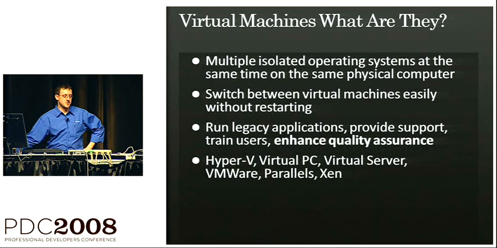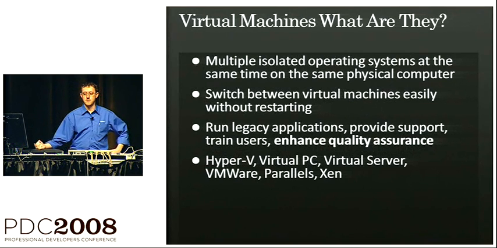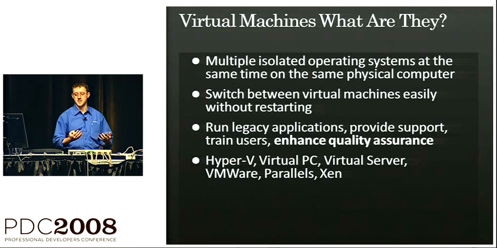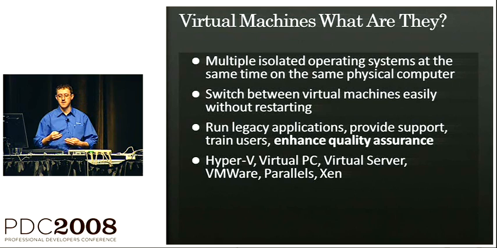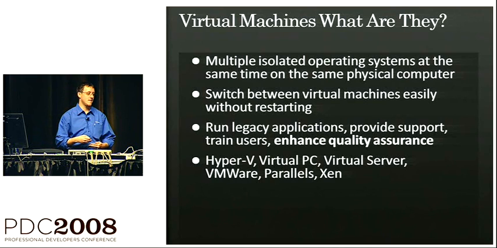So what are virtual machines for those of you who don't know? Virtual machines allow you to run multiple isolated operating systems on the same physical computer at the same time. So you can switch in between the different virtual machines. They can be running different operating systems. They can be running the same operating system. They're isolated from each other. They don't know that they're a virtual machine. You can run legacy applications. You can do support, or in this case, we're talking about how you can use them to enhance quality assurance or test processes.